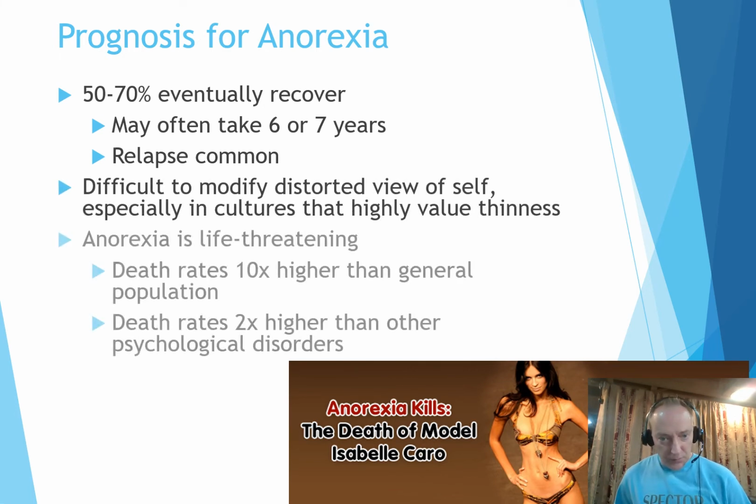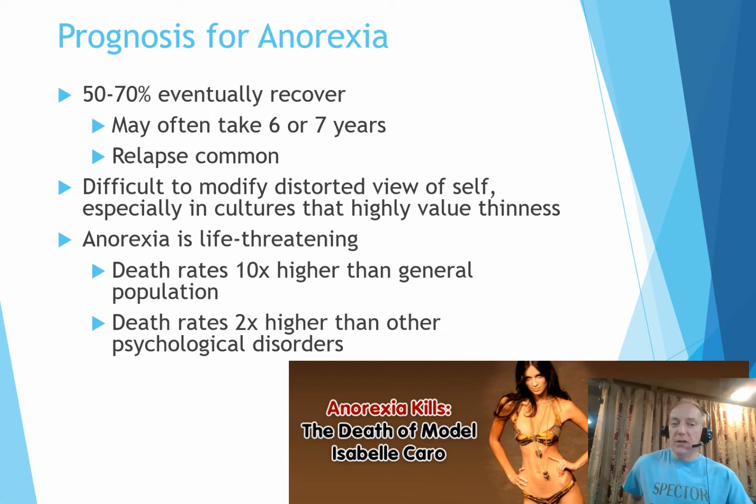It is also a disorder that can be incredibly long to treat. If we can get a person into treatment, 50 to 70% will eventually recover, but it may take 6 or 7 years with a number of relapses in between. So although that sounds like a decent number, that means 30 to 50% are not recovering and maybe dying. The death rate in anorexia is 10 times higher than the general population and twice as high as any other psychological disorder.